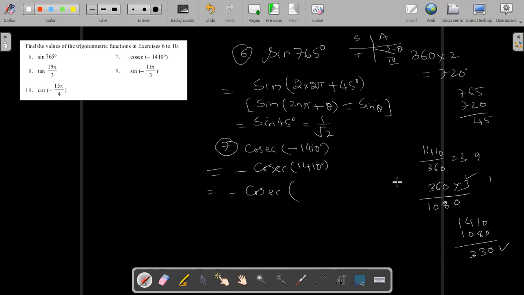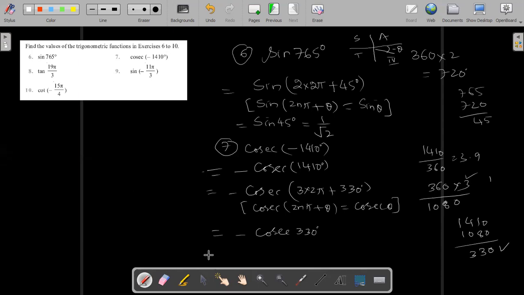Then we can write the difference. It is taking 3 rounds, so you can write 3 into 2 pi plus 330 degrees, and use the formula cosec of 2n pi plus theta, which means first quadrant. In the first quadrant all are positive. So cosec of 360 plus theta, that is 2n pi plus theta, is cosec theta because it is in the first quadrant. But the minus is there already, so minus cosec 330 degrees.